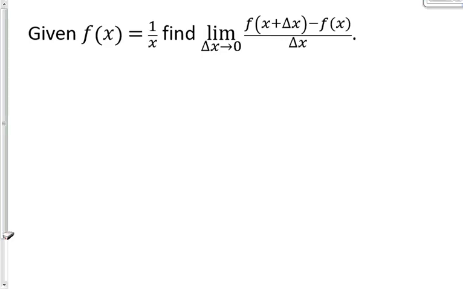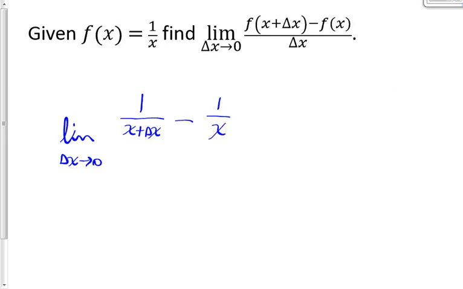Let's do one more. So we've done a polynomial function, we've done a radical function, and now here's a rational function. A rational function, okay? So let's go ahead and calculate this thing. It's going to be, once again, the limit as delta x approaches 0 of the f of x plus delta x. Well, that's what I get when I plug x plus delta x into this thing for x. So I'll get 1 over x plus delta x. Then minus the f of x, which is 1 over x. And this is all divided by delta x.